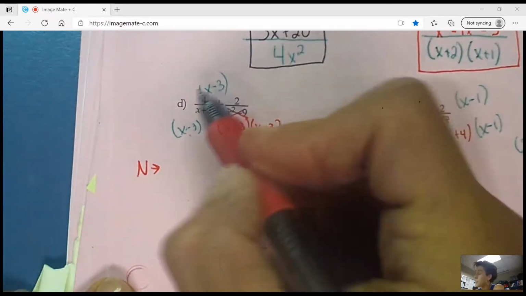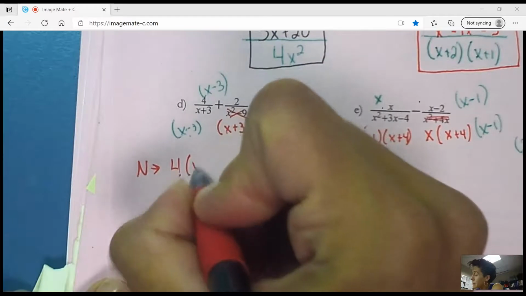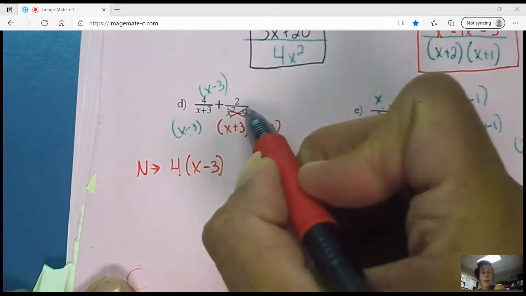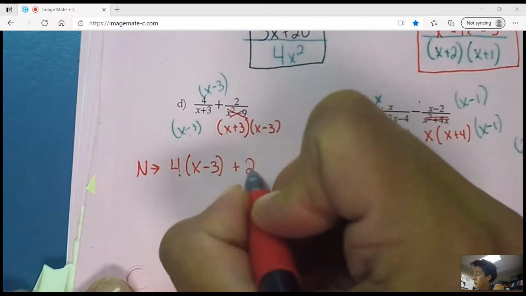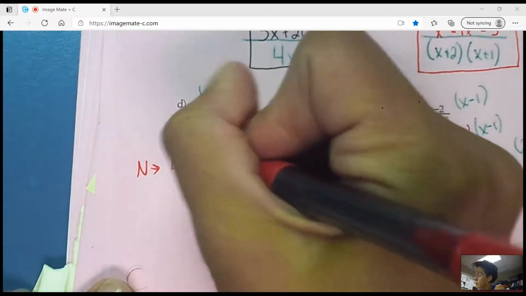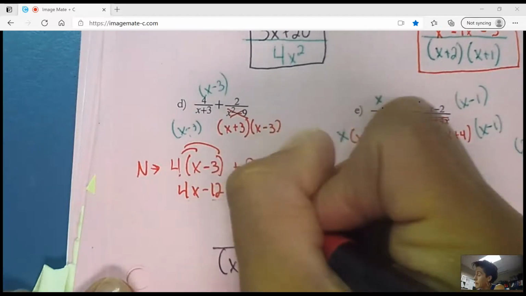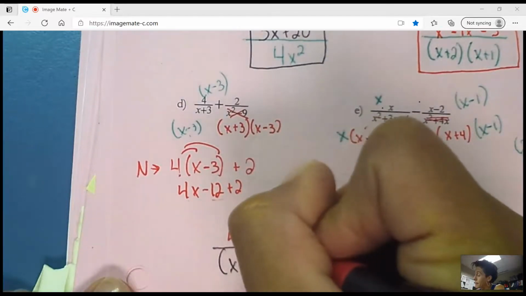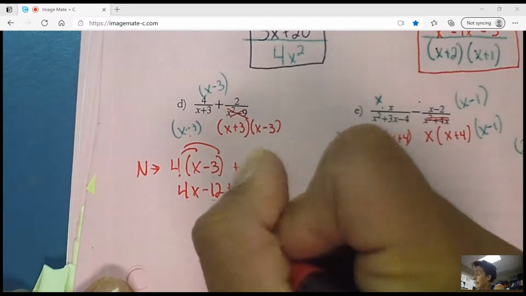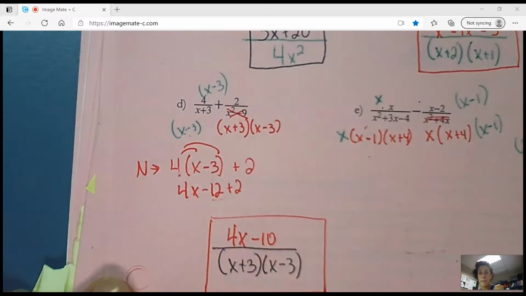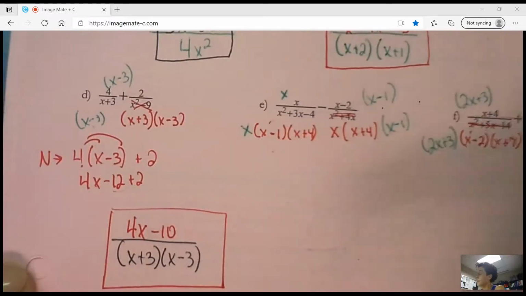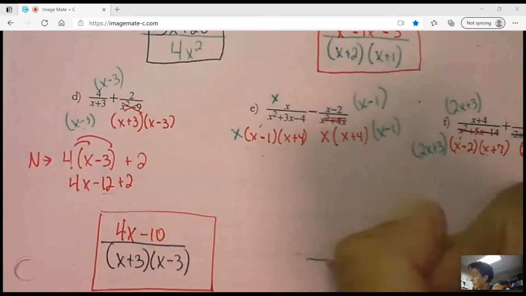Remember, these are multiplying, so it will be 4 times x minus 3. The second fraction I didn't have to change, so I'll just put a plus 2. Now I'm going to simplify this, so I'm going to distribute. And then I'm going to combine these, and I'll get 4x minus 10. And that's great. Fraction done. Let's go to E. So on E, again, I got my denominator. I already know what it is.